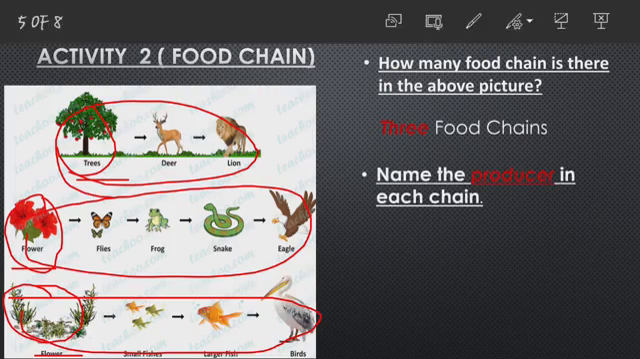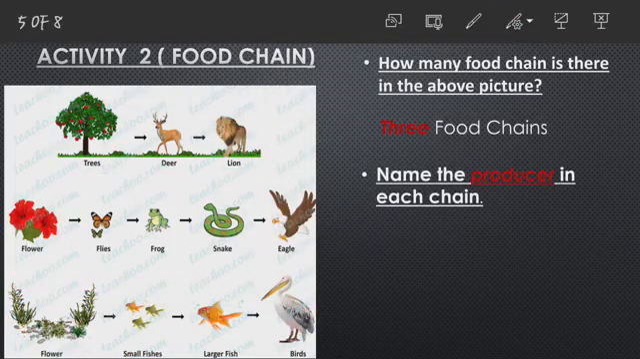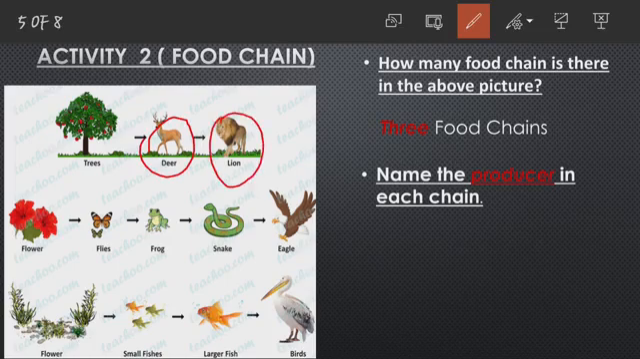Now, question number 2. Name the producer in each chain. What is the producer? A plant that makes its own energy using the sunlight. Name the producer in the first food chain. Who is the producer? The deer? No. The lion? No. The tree? Yes. So the tree is the producer in the first chain.